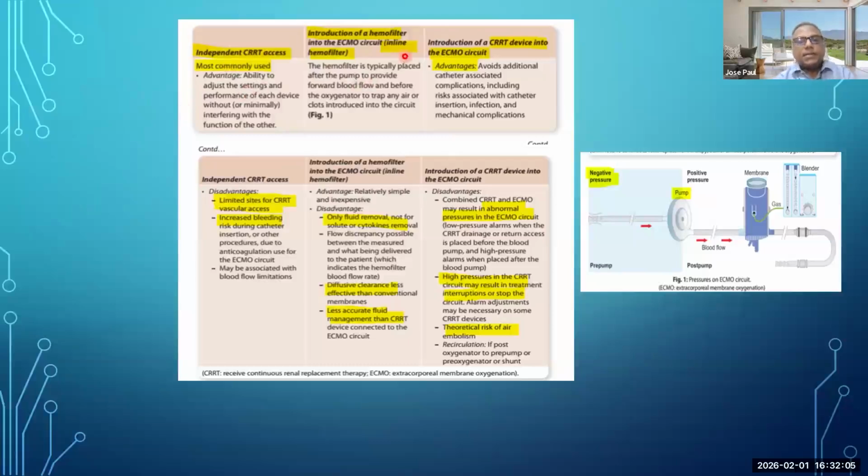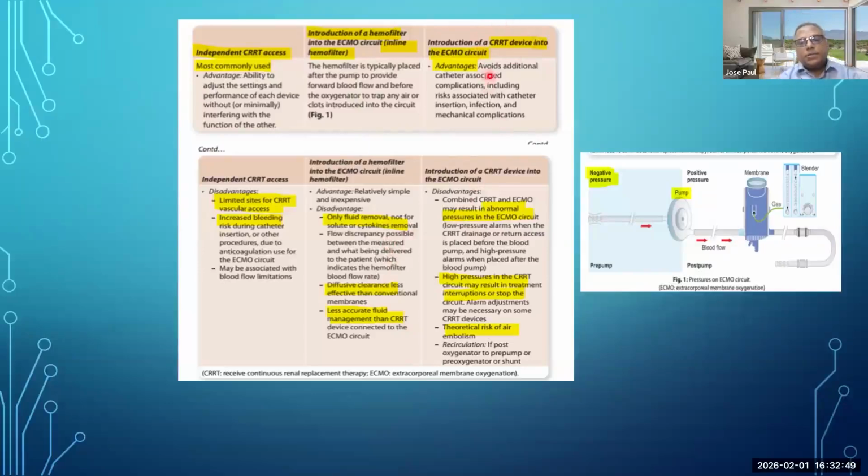Then the other modality is the introduction of a hemofilter into the ECMO circuit. You are just putting a hemofilter into the ECMO circuit, and the blood flow into the hemofilter is driven by the ECMO pump. The main advantage is that it is relatively simple and inexpensive, as you are just putting a hemofilter into the already existing ECMO circuit. And here the problem is that you can do only fluid removal. The solute or cytokine removal might not be good, and the diffusive clearance is much less because you are not running a dialysis solution or anything. So this is primarily done to remove fluid from the patient's body.